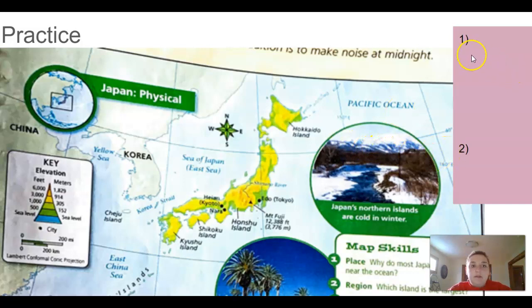And then we have Japan, which is another map. I'd like you to answer questions 1 and 2. Why do most people in Japan live near the ocean? And then which island is the largest? So you're going to want to use the key and your notes, but you really need to use the key for the first part, the first question. So go ahead and pause.